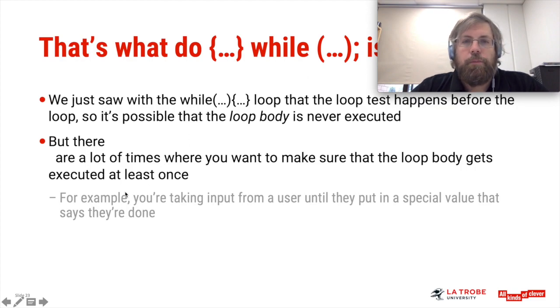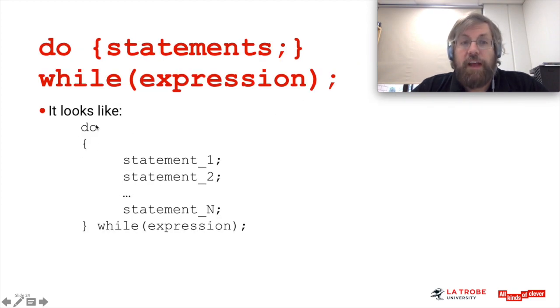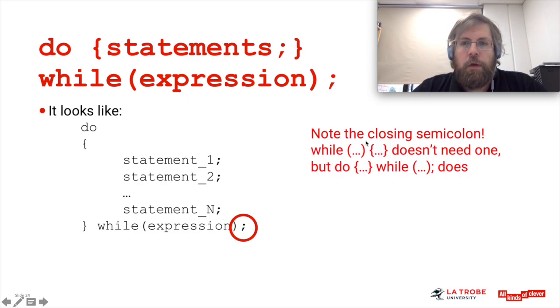So that looks like do braces sequence of statements, close brace, while expression, right? So we have a do at the top, a while at the bottom, while expression at the end, okay? Note the closing semicolon. While doesn't need one, but do while does, right? So when you're using do while, make sure you put a semicolon at the end of it.